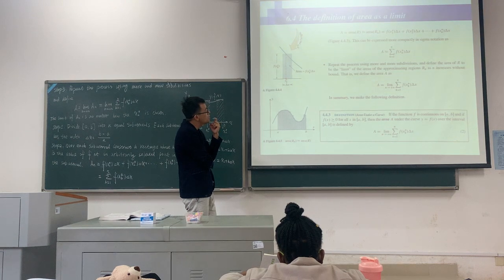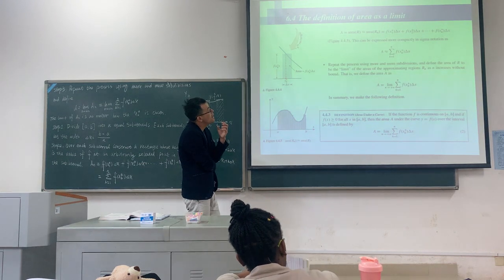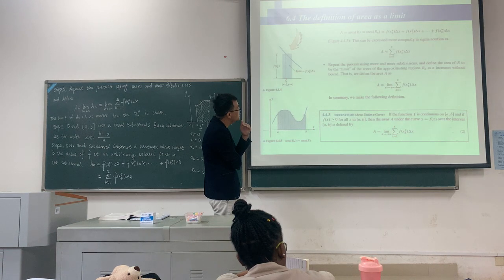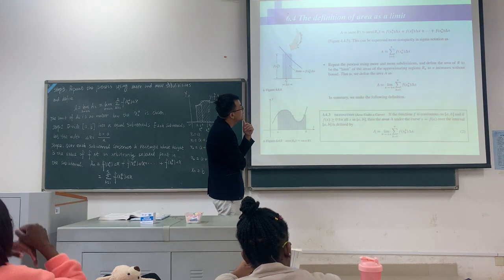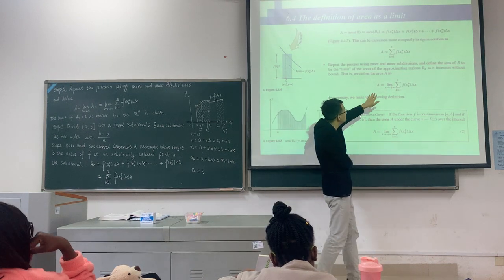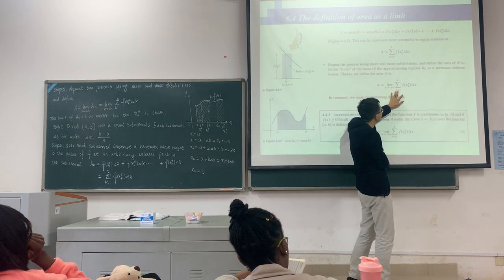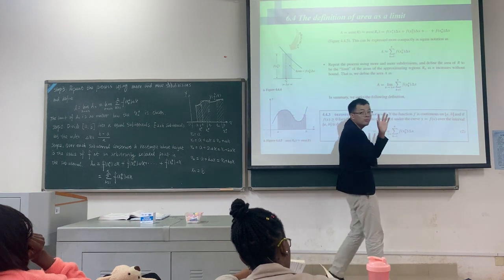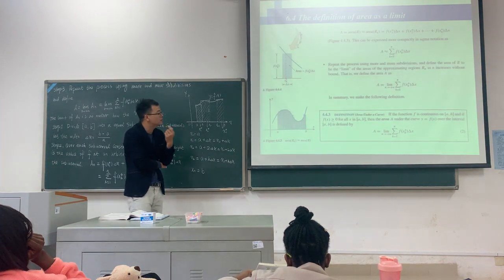The third step is to repeat the process using more and more subdivisions, and define the area of R as the limit of the areas of the approximating regions Rn as n increases without bound. That is, we define the area A as the limit as n approaches plus infinity of the sum of f(xk star) times the length, where k runs from 1 to n. So from this process, we have the definition.